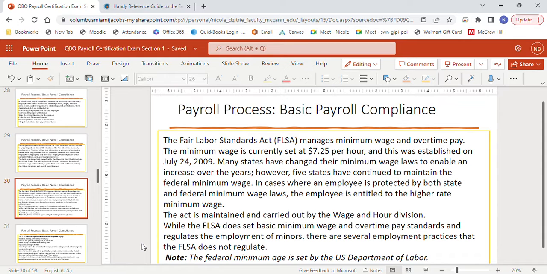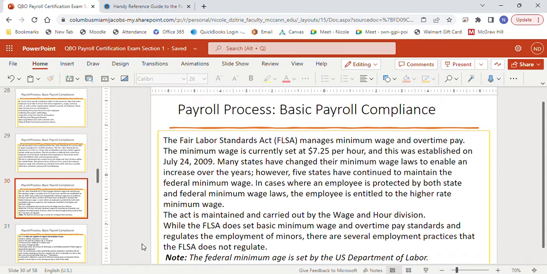Many states have changed their minimum wage laws to enable an increase over the years. However, 5 states have continued to maintain the federal wage of $7.25. So there's only 5 states that do that. All the other ones have implemented higher ones. In cases where an employee is protected by both state and federal minimum wage laws, the employee is entitled to the higher of the 2.